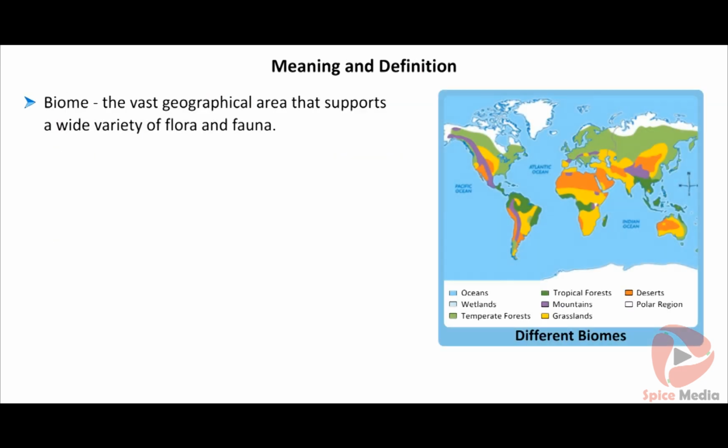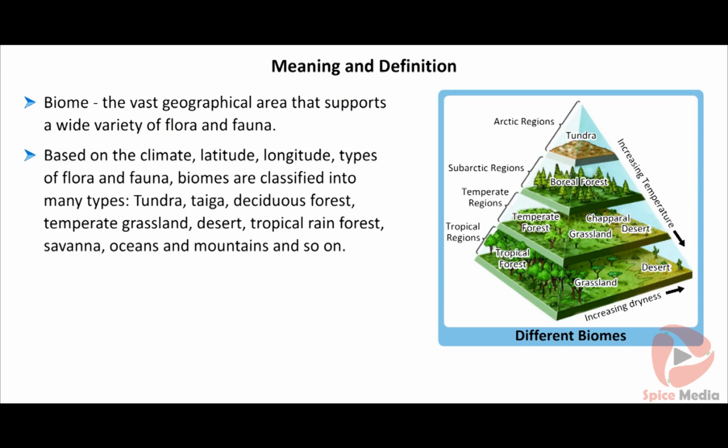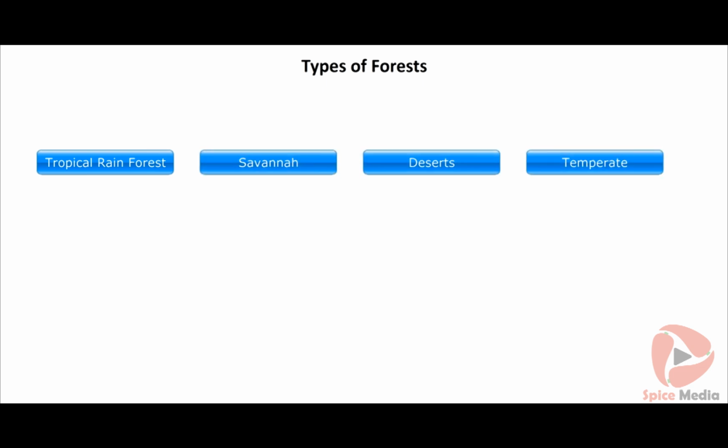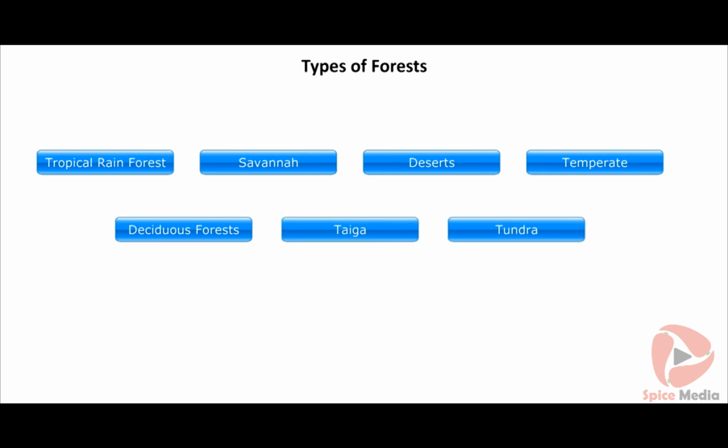Biome refers to the vast geographical area that supports a wide variety of flora and fauna. Based on the climate, latitude, longitude, types of flora and fauna, biomes are classified into many types like tundra, taiga, deciduous forest, temperate grassland, desert, tropical rainforest, savanna, oceans and mountains, and so on. Tropical rainforest, savanna, deserts, temperate grassland, deciduous forests, taiga, tundra are different types of biomes. Click each box to know more.